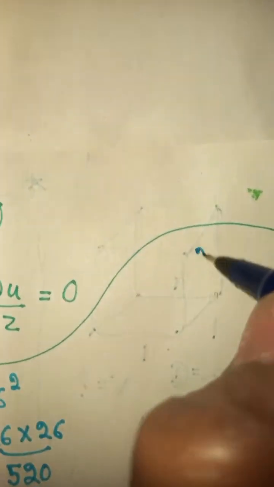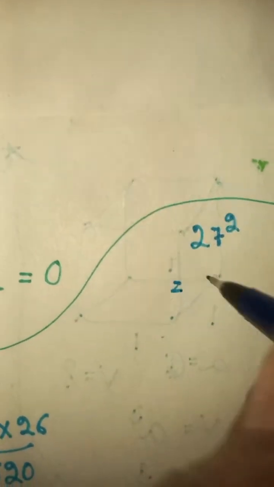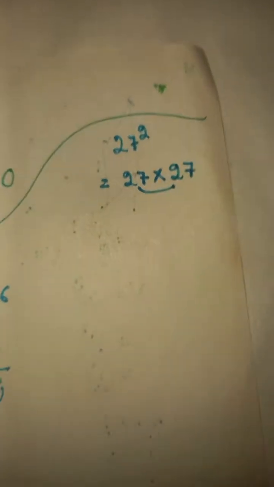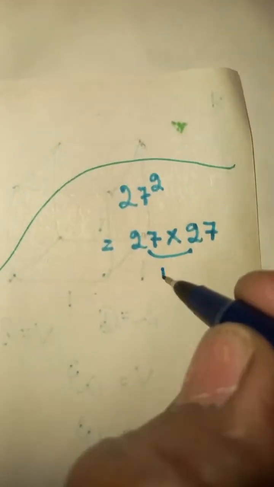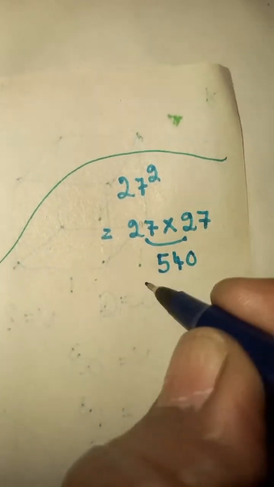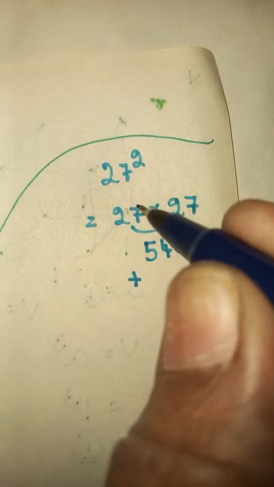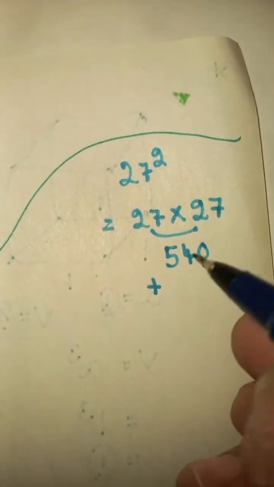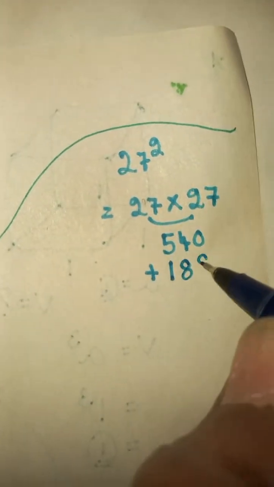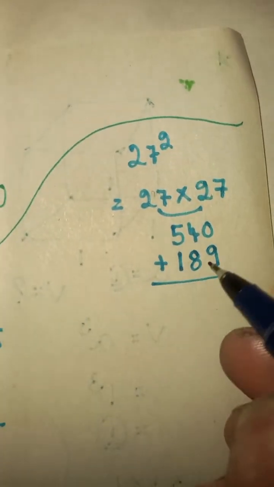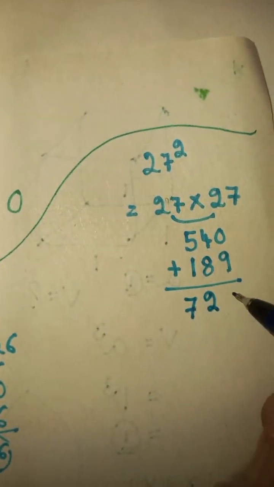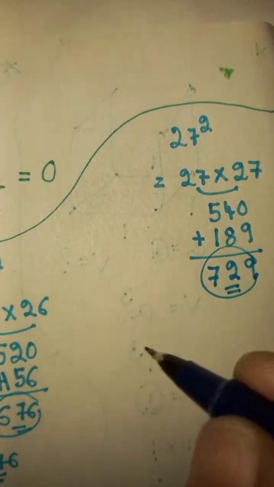Now let's find out what is 27 square. 27 square, you can write it as 27 times of 27. Now 27 times of 20 becomes 540, plus 27 times of 7, means 20 times of 7 is 140, 7 times of 7 is 49, 140 plus 49 becomes 189. When you add it, you get 729. 729, that's the value of 27 square.